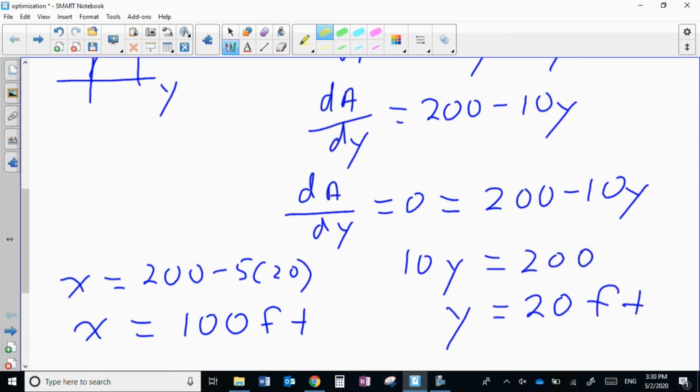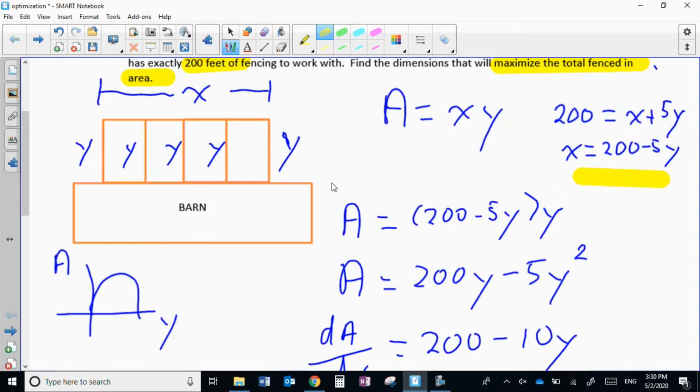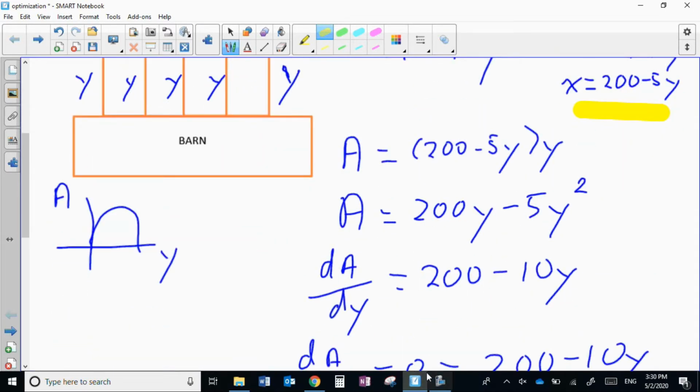And so we're able now to describe what Keith's dog kennel, or fenced-in area, should look like. He should have 100 feet right here, and then 20 feet right here, and then 20, 20, 20, and so on. All right, let's look at our next example.